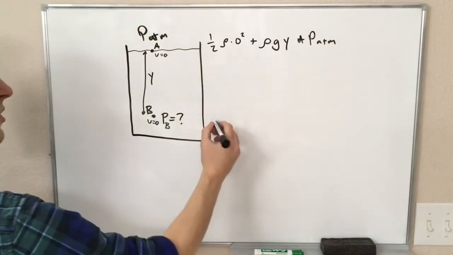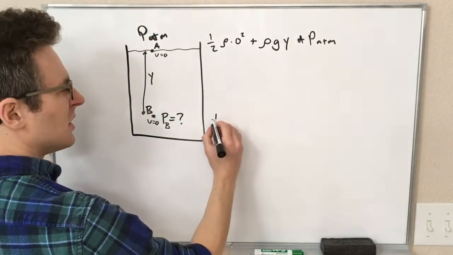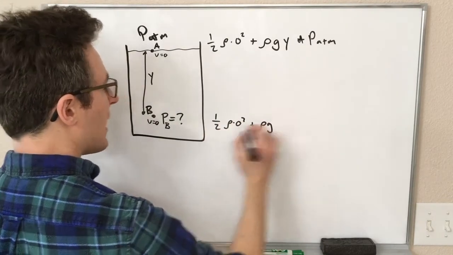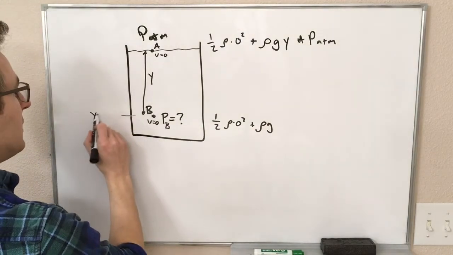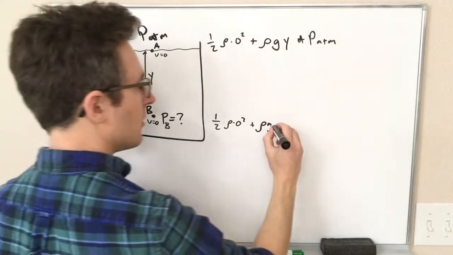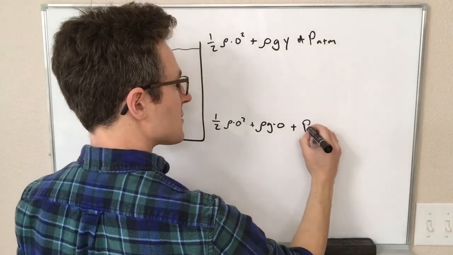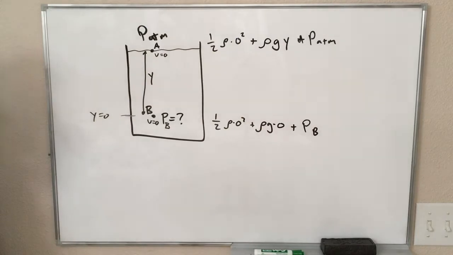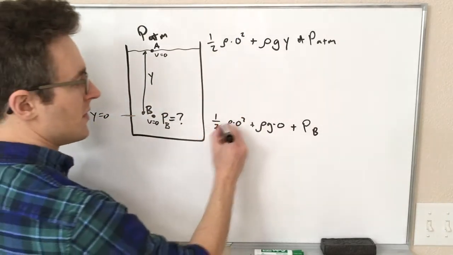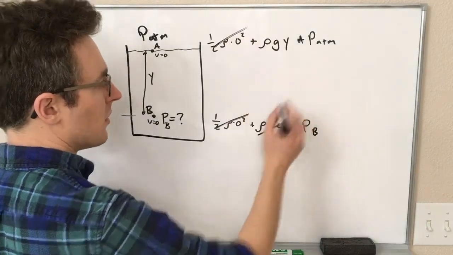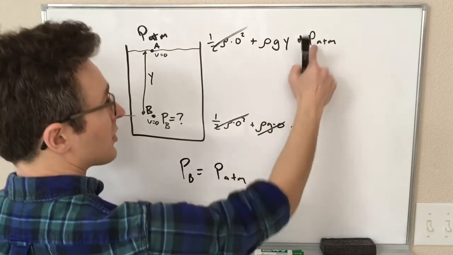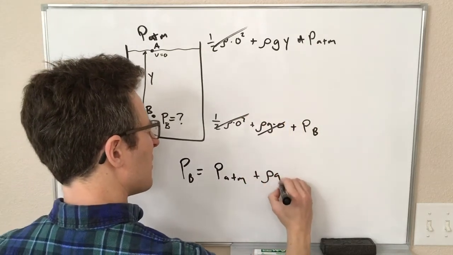So this has to equal all of those same things calculated at B, where there is also no velocity, where now this height is what we are calling height equals 0, right? If this height is height y, this height is height 0, plus this pressure at point B. So if these two things are equal, this is 0, this is 0, this is 0. That means that the pressure at B is equal to the atmospheric pressure plus rho gy.